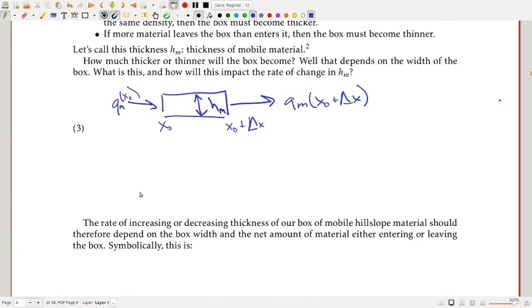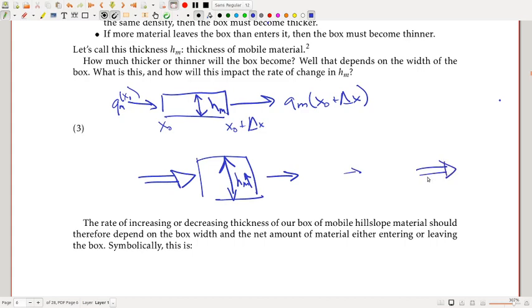Well, we might think that if more material enters the box, so I'm going to draw an arrow coming in from the left-hand side that's quite a bit bigger, than leaves the box, then this box is going to get bigger. H sub m is going to go up. And likewise, if we have less going in and more leaving, then we might have h sub m getting smaller. Poor little h sub m.